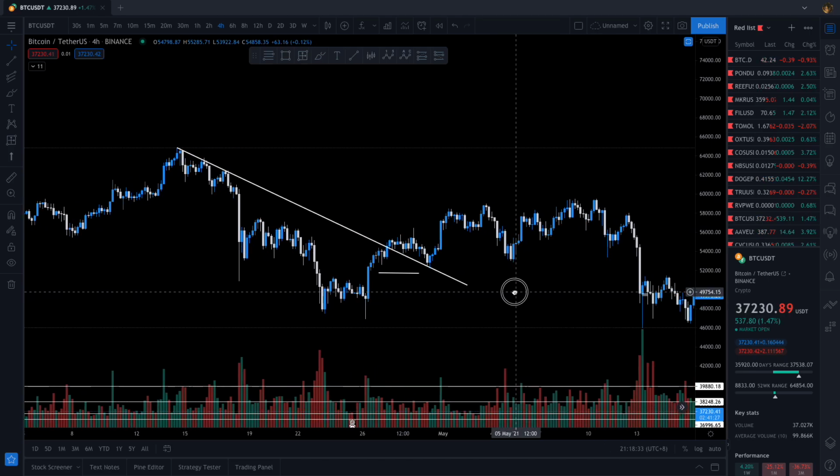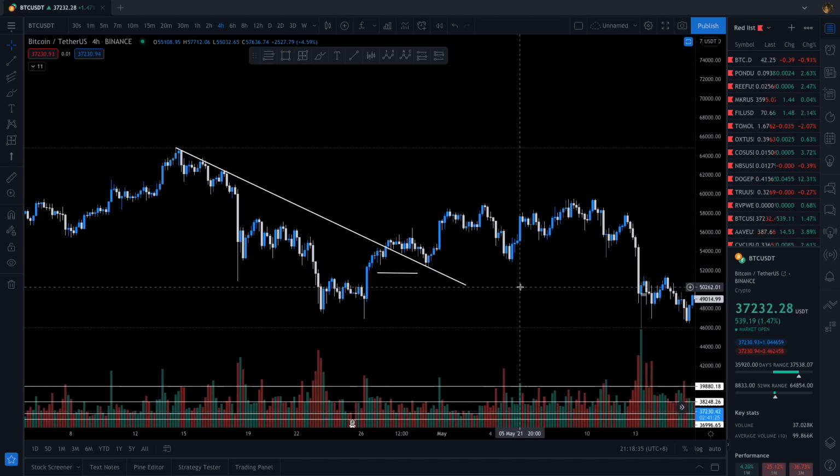So that is a basic overview of how to use a stop loss. Basically, all you have to think of it as is the point at which your trade idea gets invalidated. That should be your stop loss.